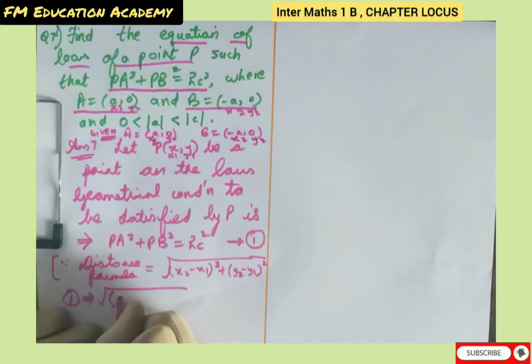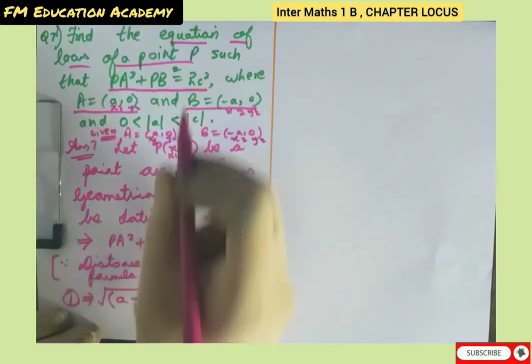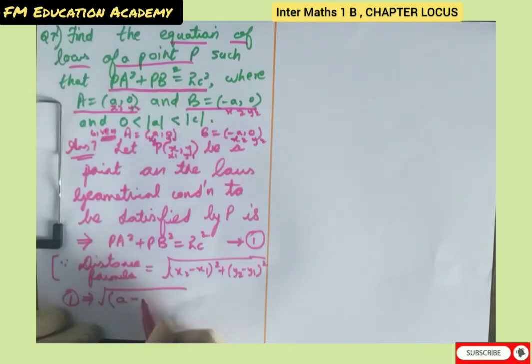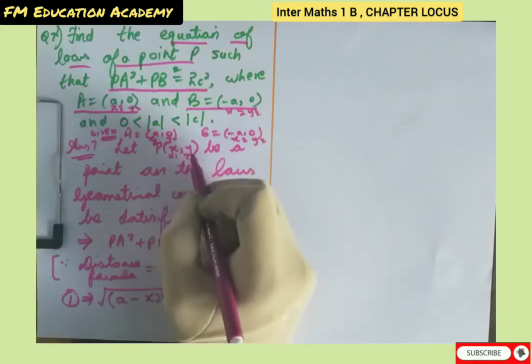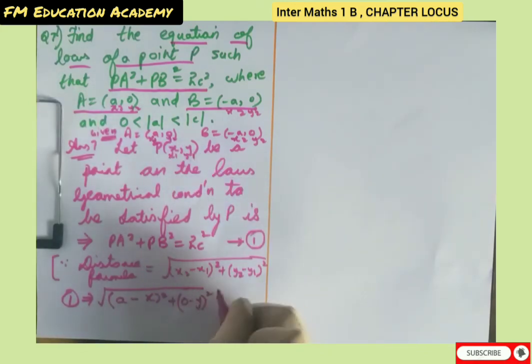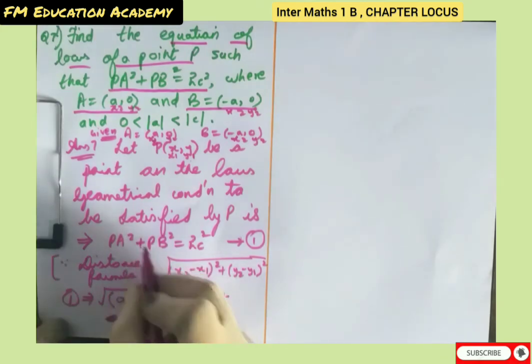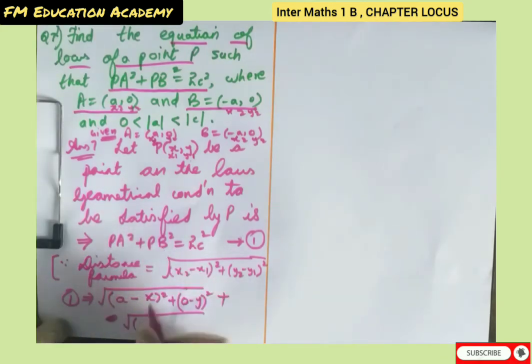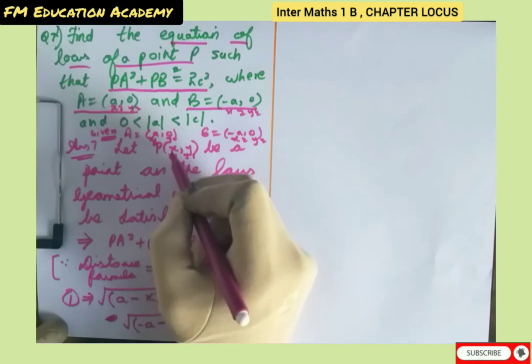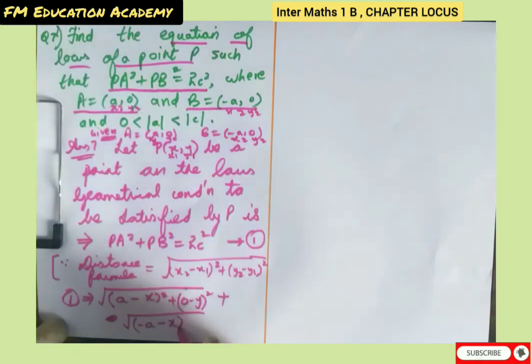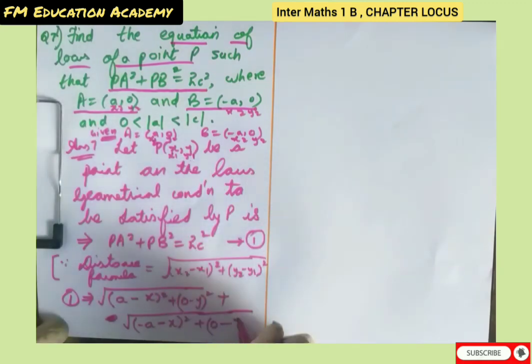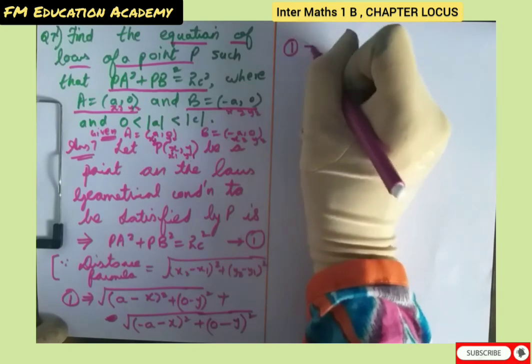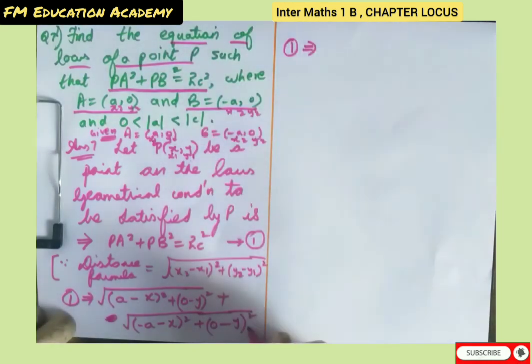So x2 minus x1 whole square means a minus what is x1 here? X. A minus x whole square plus what is y2 here? 0 minus y whole square plus root of again x2 minus x1 whole square. What is x2 here? Minus a minus what is x1 here? X whole square plus y2 minus y1 whole square. What is y2 here? 0 minus what is y1 here? Y whole square. So first equation implies that is equals to 2c square.